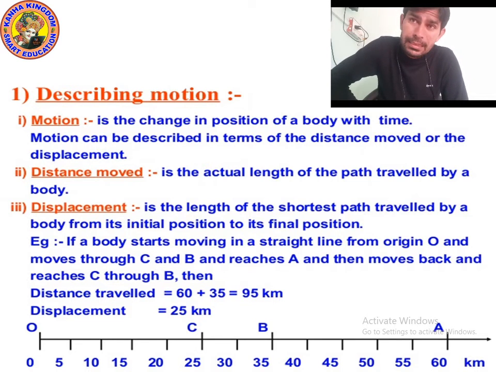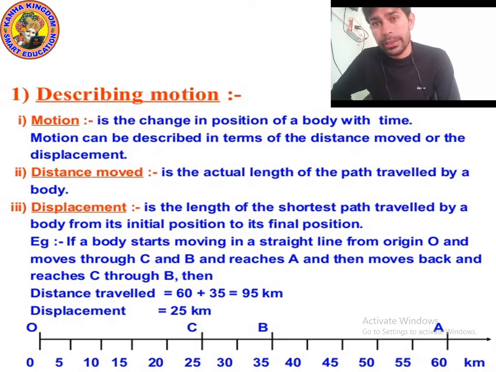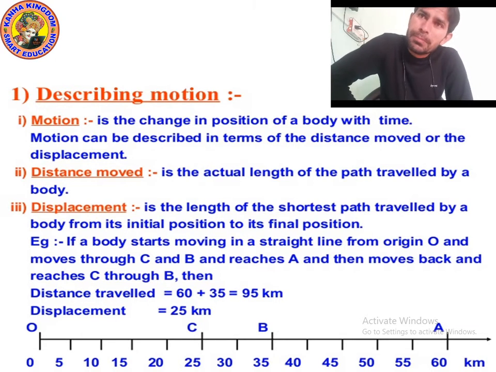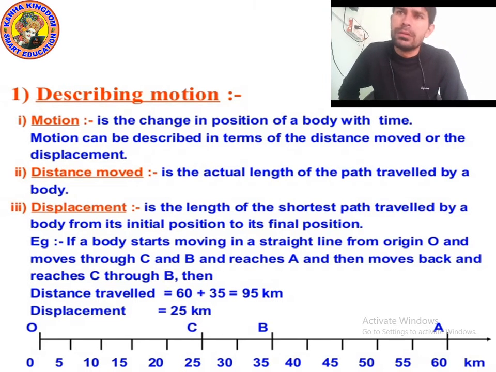So distance is the total path from one point to another between two points. The total path, the actual length of the path traveled by a body or an object. But displacement is the shortest path traveled by an object or a body from the initial position to the final position. Just remember, displacement means direct path, a shortcut to go from one position to another position.